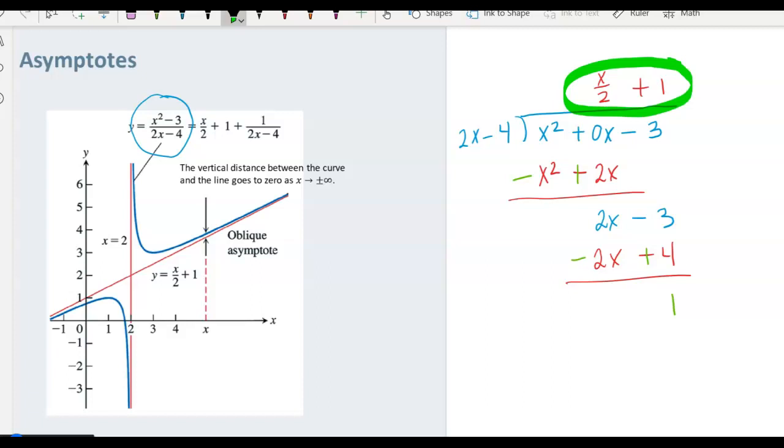And so that becomes the equation of the oblique asymptote, you can see here. As we choose x values that are going out towards positive or negative infinity, the distance between the function, which is the blue line, and the oblique asymptote, that goes to 0.